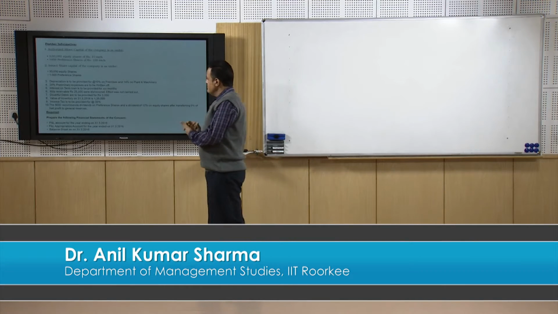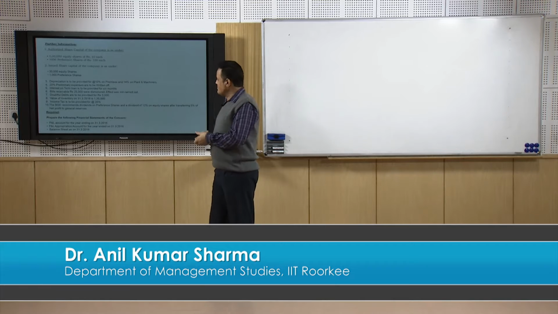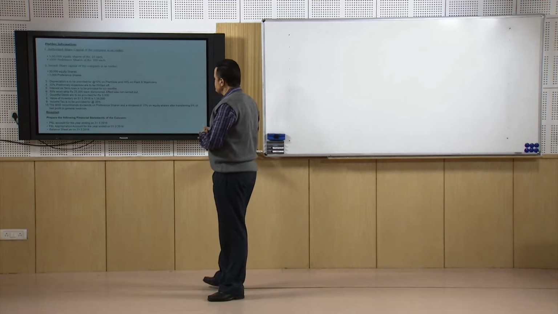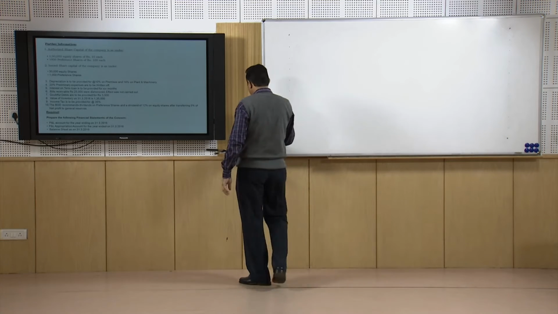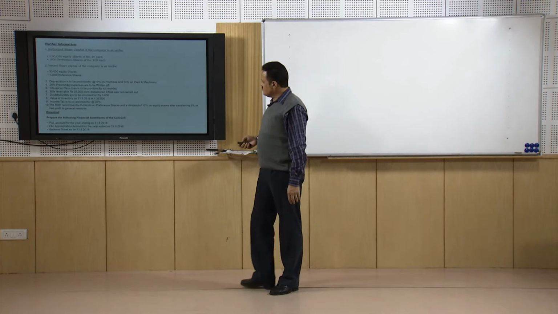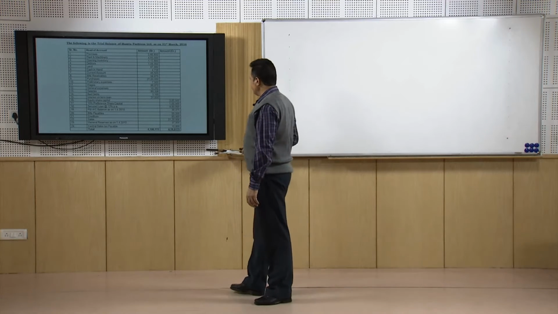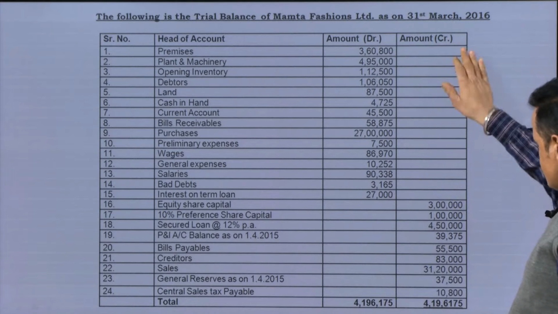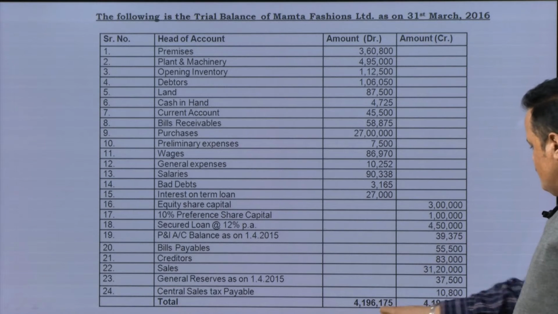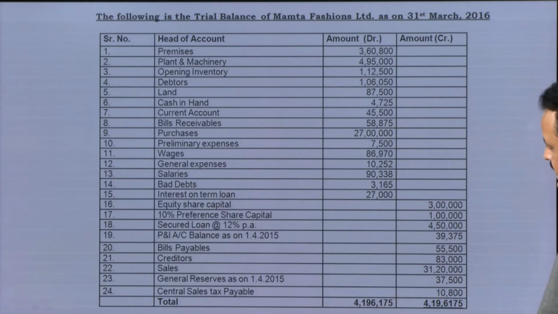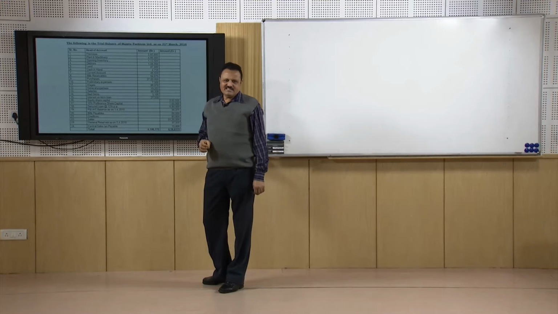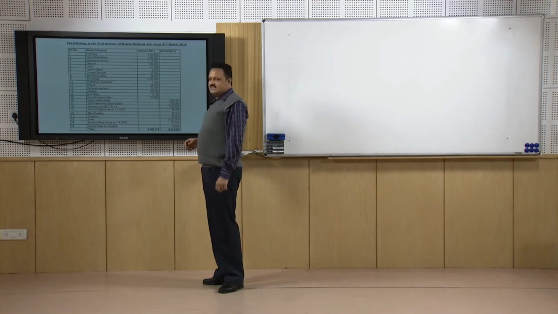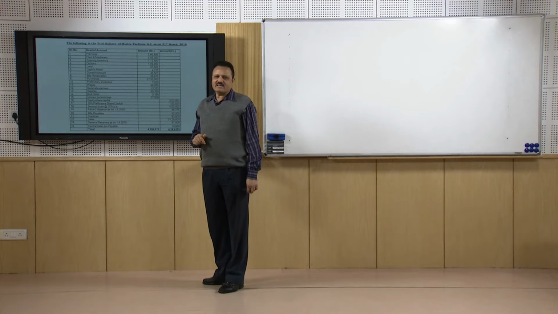So we were talking in the last part of the discussion about the preparation of the financial statements. I was telling you that we have the trial balance here. We have the total of debit balances and the total of credit balances, and both sides are the same. As I told you, all the assets and expenses have a debit balance, and all the liabilities and incomes have a credit balance.